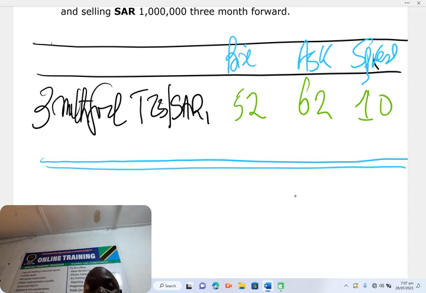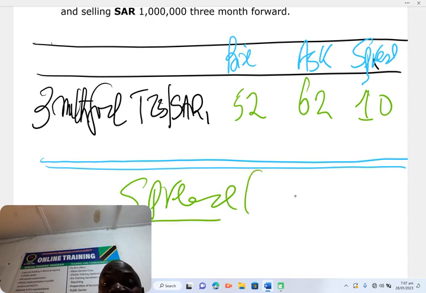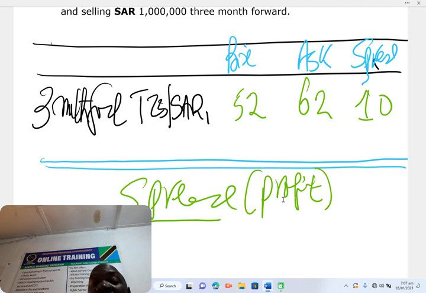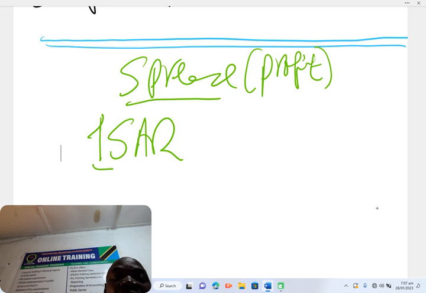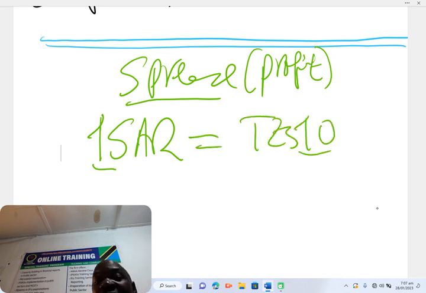Now we're saying spread is profit. Alright? So we're saying if you sell 1 South African rand, it equals 10 shillings. So once you sell 1 South African rand, you get a profit of 10 Tanzanian shillings. Now how about 1 million, isn't it?